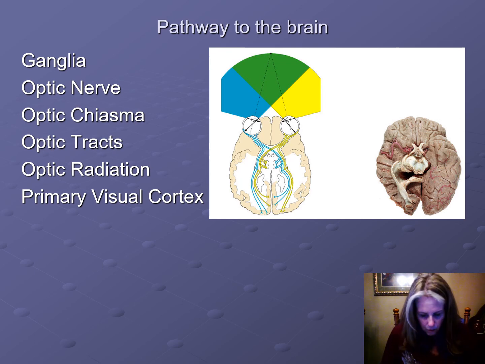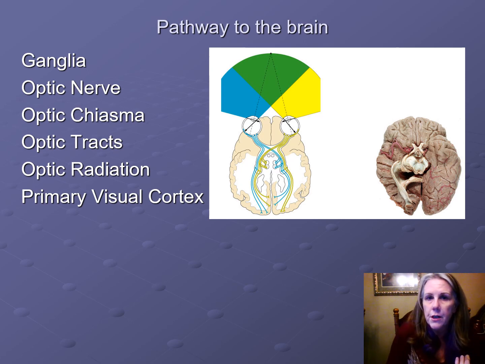So the primary visual cortex, that is located in the occipital lobe. You remember the occipital lobe, right? Right back here. That's where we find the occipital lobe. So the majority of the processing for your vision occurs in the primary visual cortex of the occipital lobe. That sounds like a test question. So where does the majority of the processing for your vision occur? That's right, the primary visual cortex of the occipital lobe.